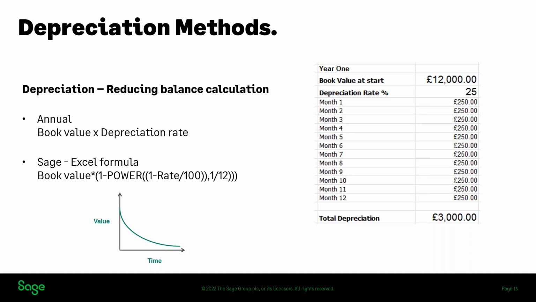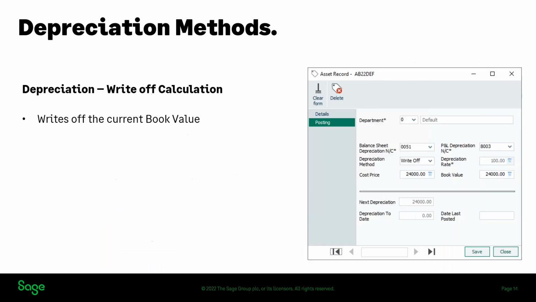The final one to quickly mention is the write-off calculation. Now, if you were to choose the write-off depreciation method, when you next process your month end and depreciate your asset, whatever that value is, essentially the current book value, that will be written off. It will post a depreciation journal for that full value.